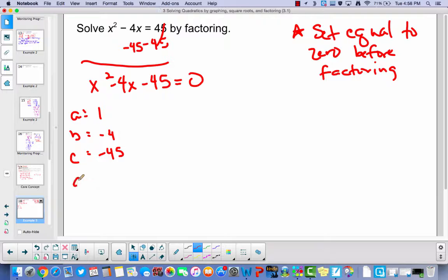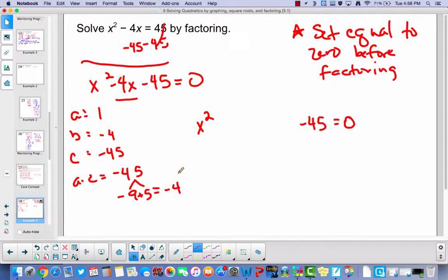Remember, we take A times C, which is going to give me negative 45. And I have to come up with something that multiplies to give me negative 45 and adds to give negative 4. Think about that. What do you think that is? Right, negative 9 and a positive 5. So we're going to do that split the middle like we did yesterday. Remember that x squared doesn't change. The minus 45 at the end doesn't change. But now we have this equals 0. This minus 4x is going to get split into negative 9x and plus 5x. And then we're going to factor by grouping.